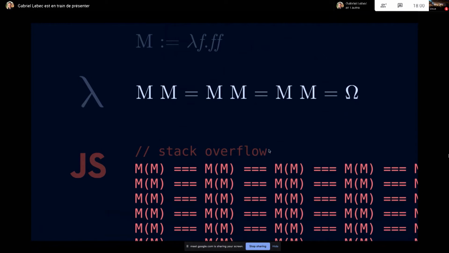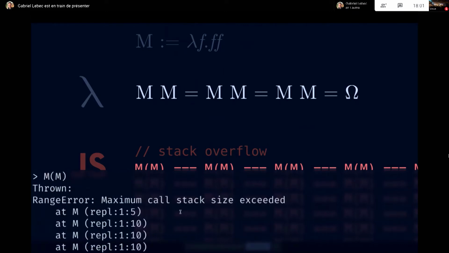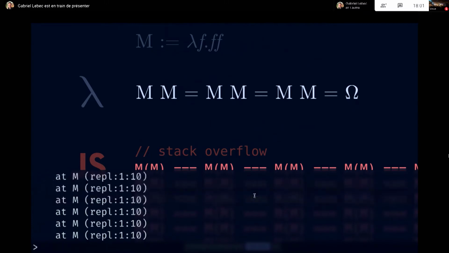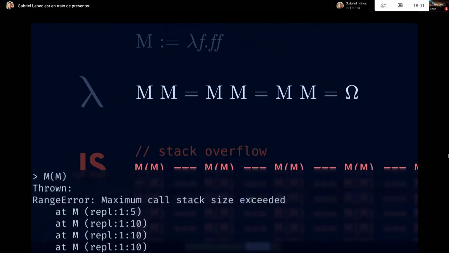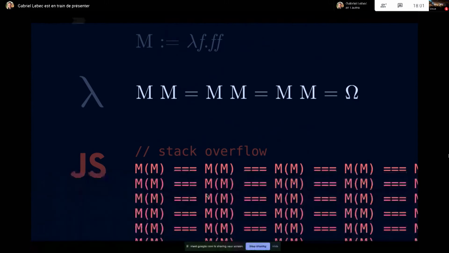And if you try to run it in JavaScript, you do indeed get the mockingbird of the mockingbird is the mockingbird of the mockingbird, which is the mockingbird of the mockingbird, which is a call stack size exceeded because JavaScript doesn't have tail recursion. At least not all engines do. And unfortunately, this is a call stack explosion.